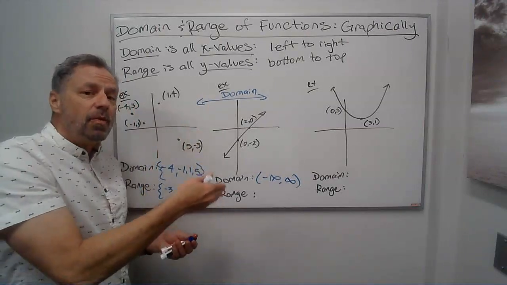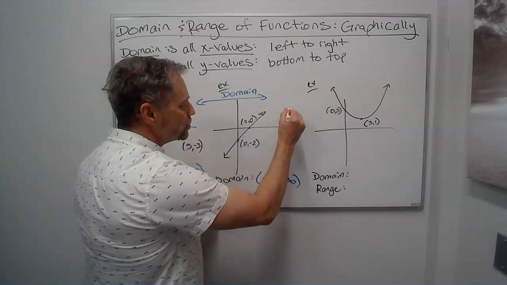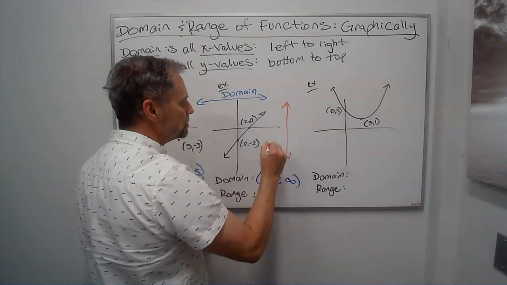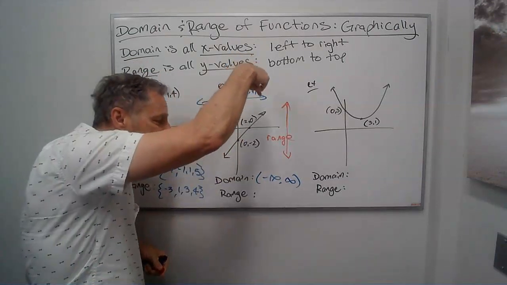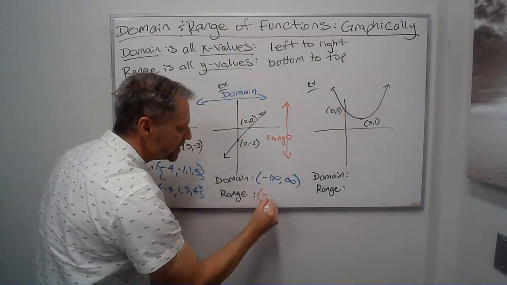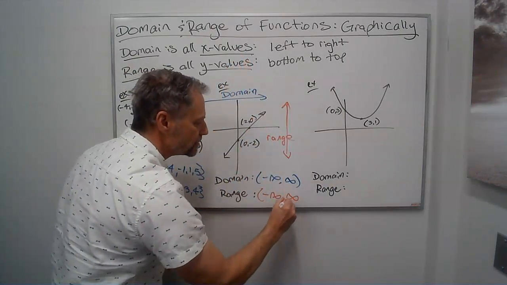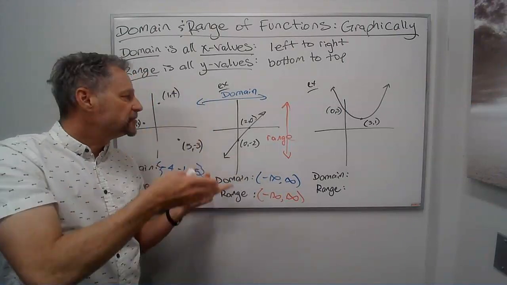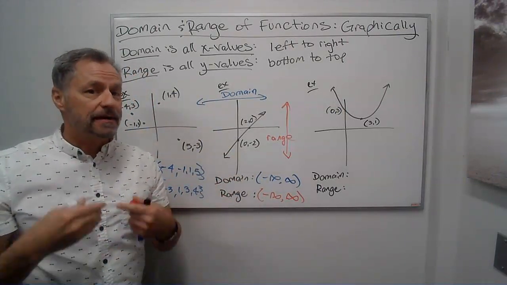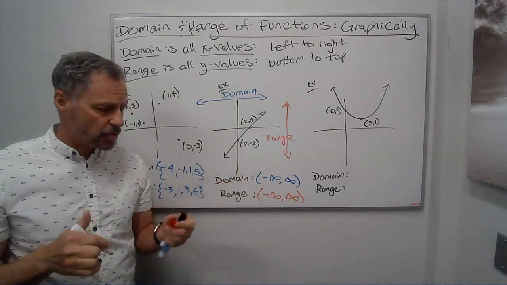The range, the y values, so I'm thinking bottom to top. Well, this time, if I look at the range, we're looking this way for the range. And it goes down forever, -infinity, and it goes up forever. So on this line, domain is -infinity to infinity. Range is also -infinity to infinity, but the domain was the x's, the range was the y's.